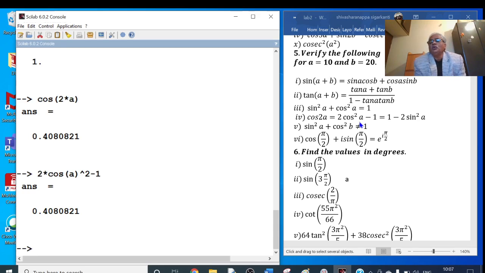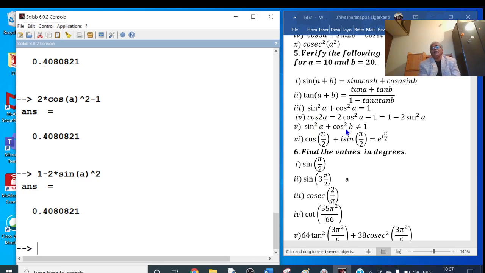Again, this is equal to 1 minus 2 sin square A. Let me check. 1 minus 2 into sin square A, sin A square. Okay, enter. Here also I am getting the same thing. Therefore, this fourth one is verified.